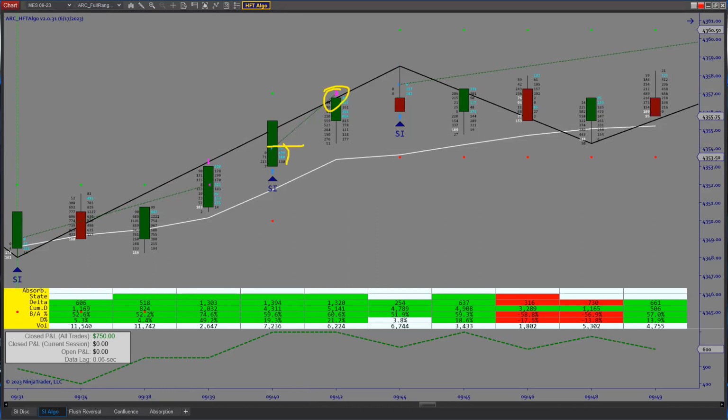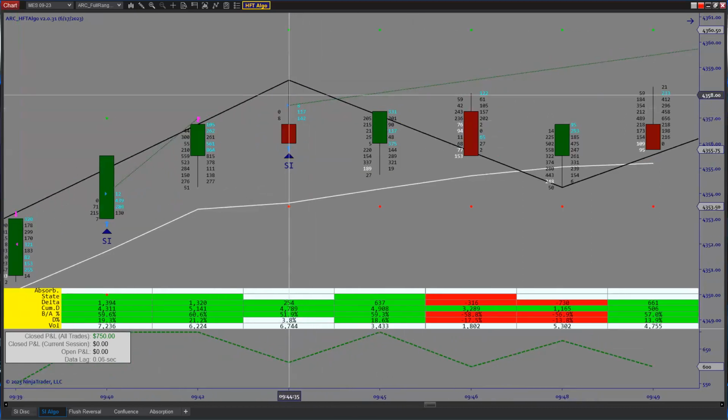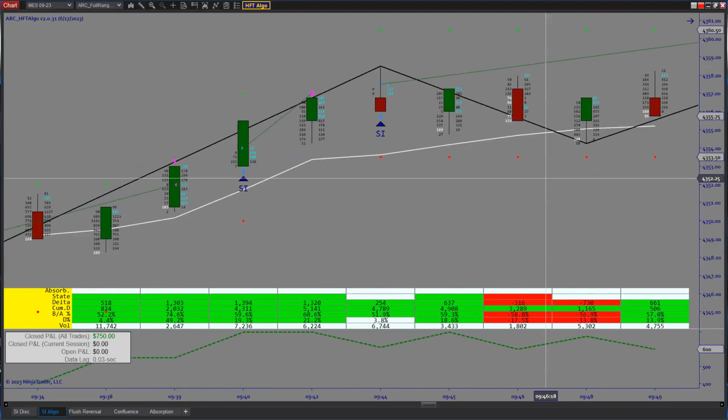Okay. Moving right along. We've got a new bar here. We've got 3 levels deep. At this point, we're a little bit overextended, but the algo doesn't know that. The algo says, let's go. This is my signal. This is what I'm going to take. There's the trade.